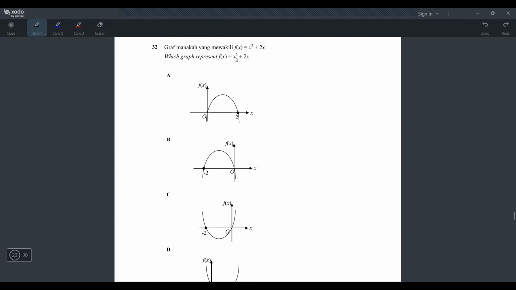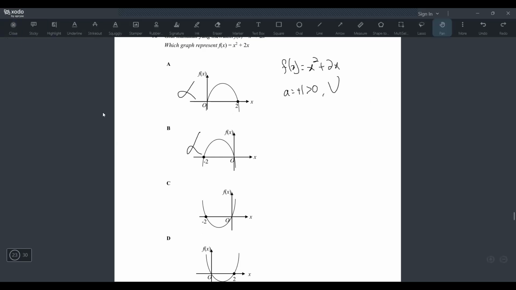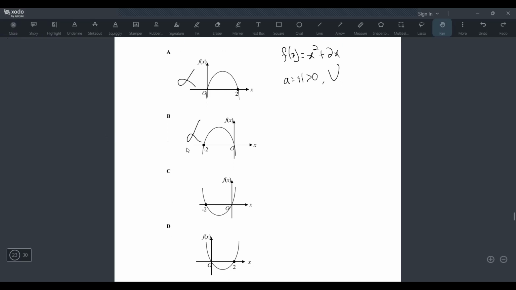Question 32, which graph represents f(x) equals x squared plus 2x? Okay, if you want to know which one, we always look at the A first. So the A is positive 1, which is bigger than 0, means U shape. So A wrong, B confirm wrong, so it's either C or D, right? So how to know whether it's C or D?